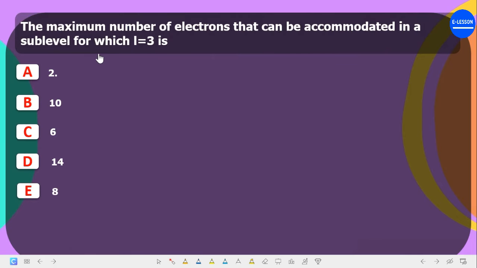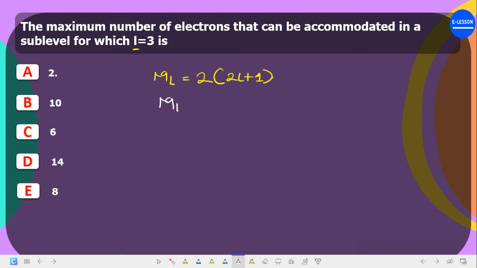Now, the maximum number of electrons that can be accommodated in a sublevel for which L is equal to 3 is given by the formula: maximum number of electrons for a given L is 2(2L + 1). Use this formula.